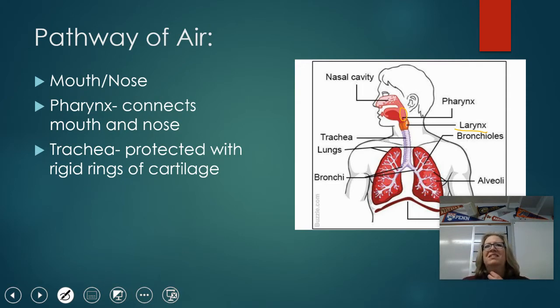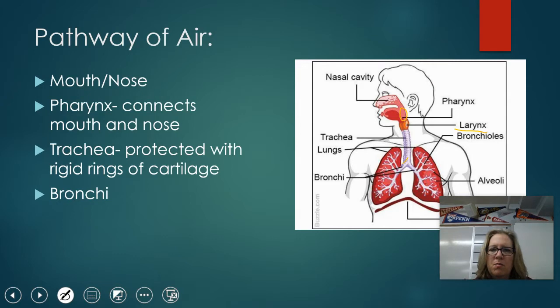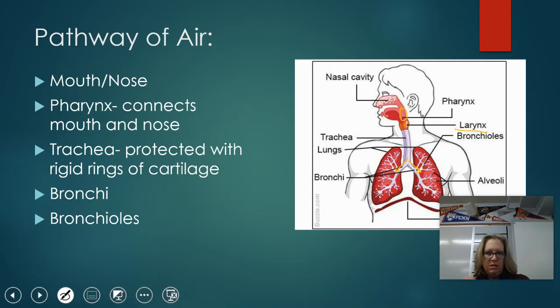Your body will protect that area, because if your airway collapses, if something lands on your throat, your neck, and compresses your airway, you can't breathe. And so that's why those rigid rings of cartilage are there, okay? So from the trachea, then the path of air branches into two separate sides for the two separate lungs, okay? And that first branch, that first split is called bronchi, and then those split into smaller branches called bronchioles, okay?